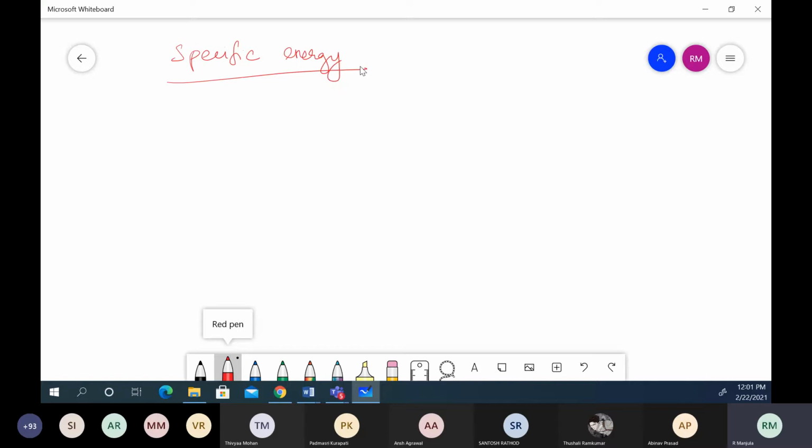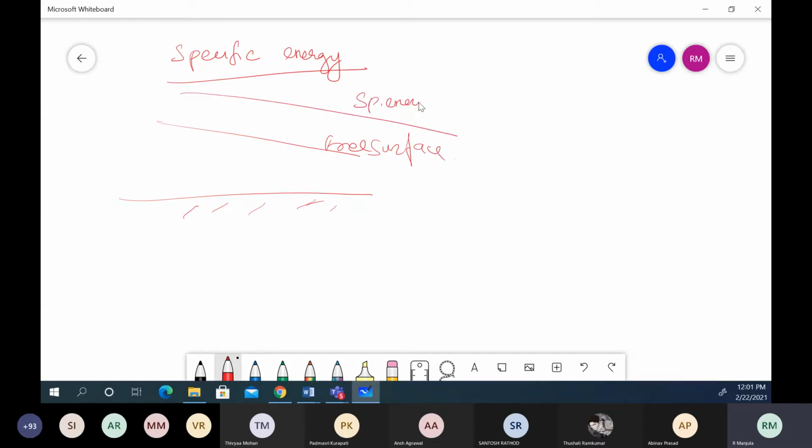What is meant by specific energy? Suppose there is a channel, and this is your free surface, and this is your specific energy line. This is going to be your water depth. This is going to be your V square by 2g, or I can say kinetic head. Am I right? And this is your free surface.